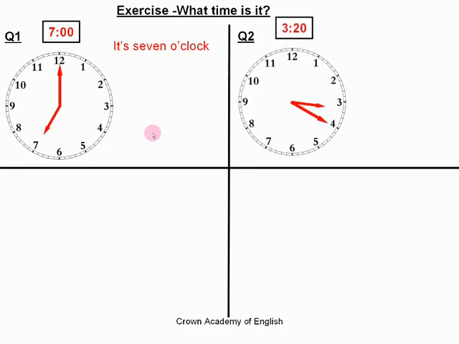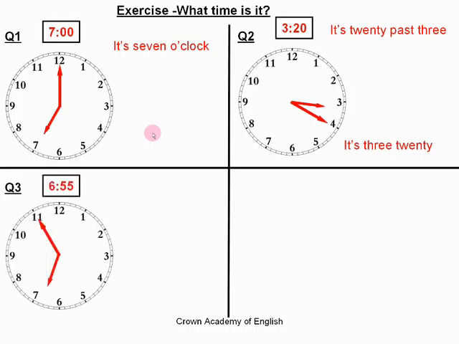Now, question 2. And for this question, I want you to give me both methods. So tell me the time using both methods. And I'll give you a few seconds. So the answers are it's 20 past 3 or it's 3:20. Question 3, and I'll give you a few seconds. And the answer is it's 5 to 7 or it's 6:55.